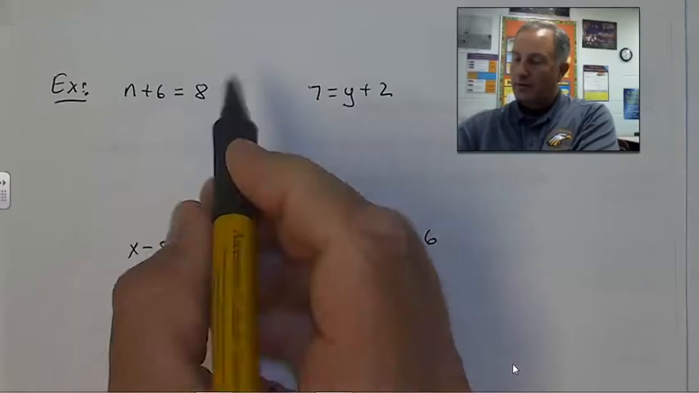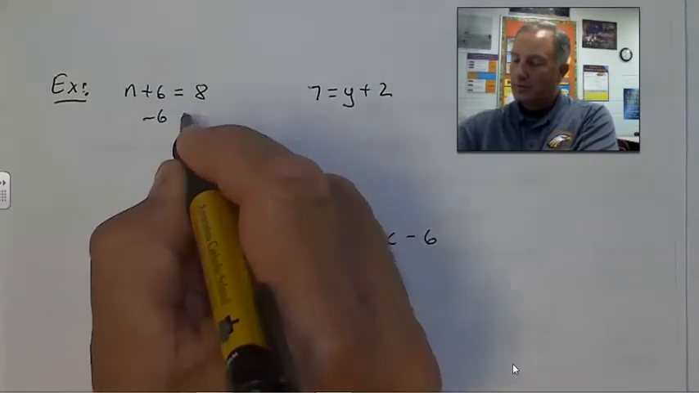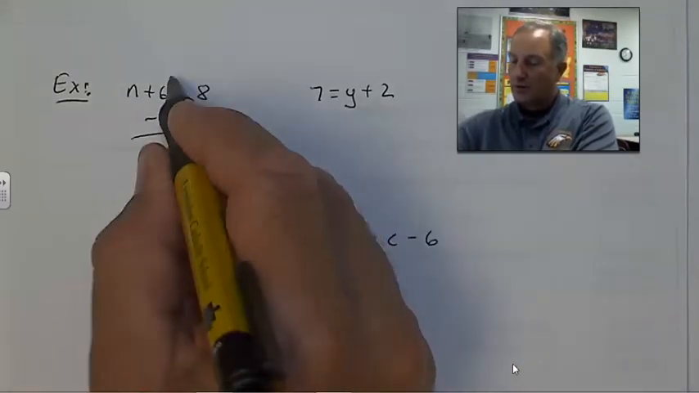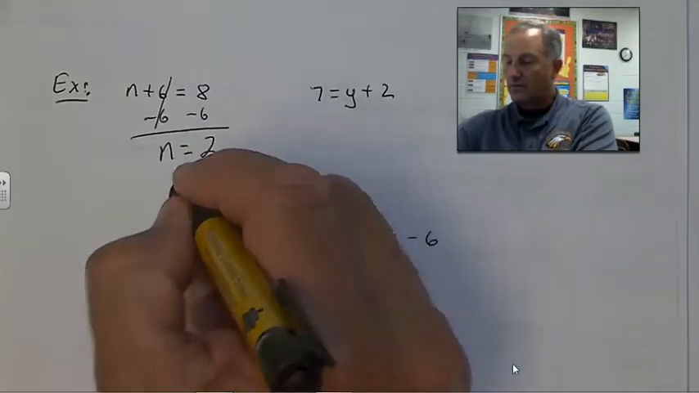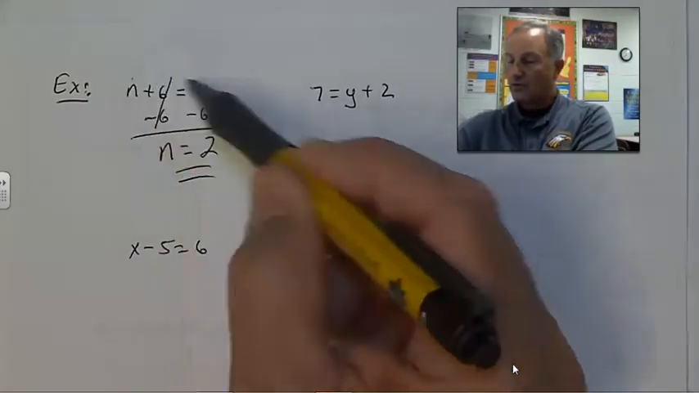Here we've got a plus. When we see a plus, we think opposite. We're solving for the variable. That cancels out. I get my n. I've isolated it. It's by itself. And 8 minus 6 is 2. Does 2 plus 6 equal 8? Sure does, so it checks.